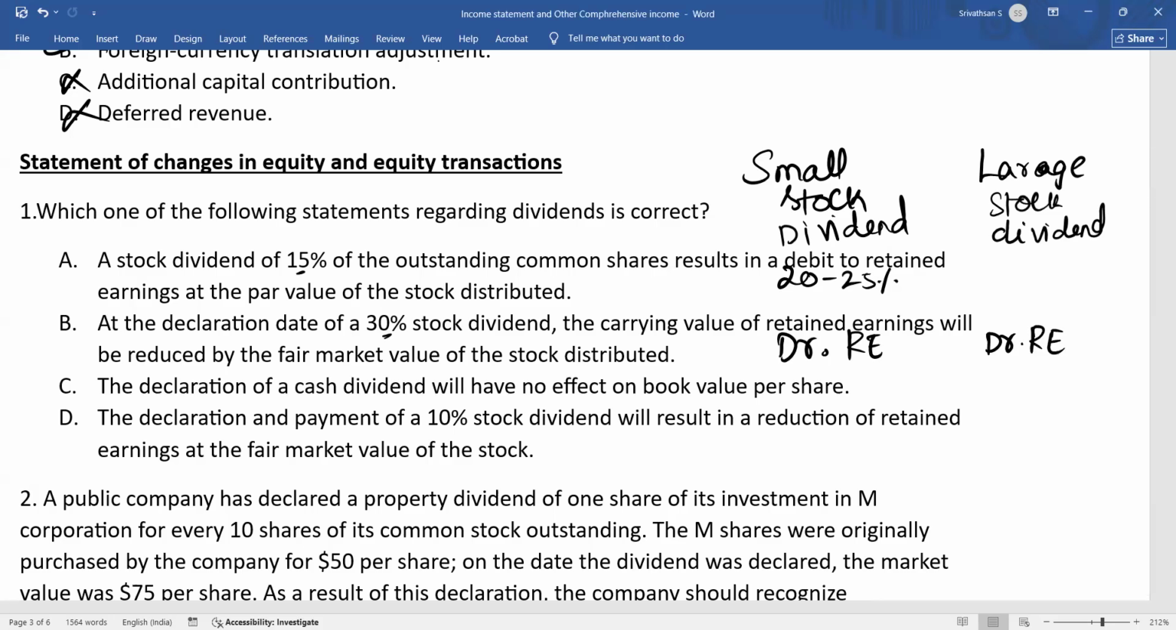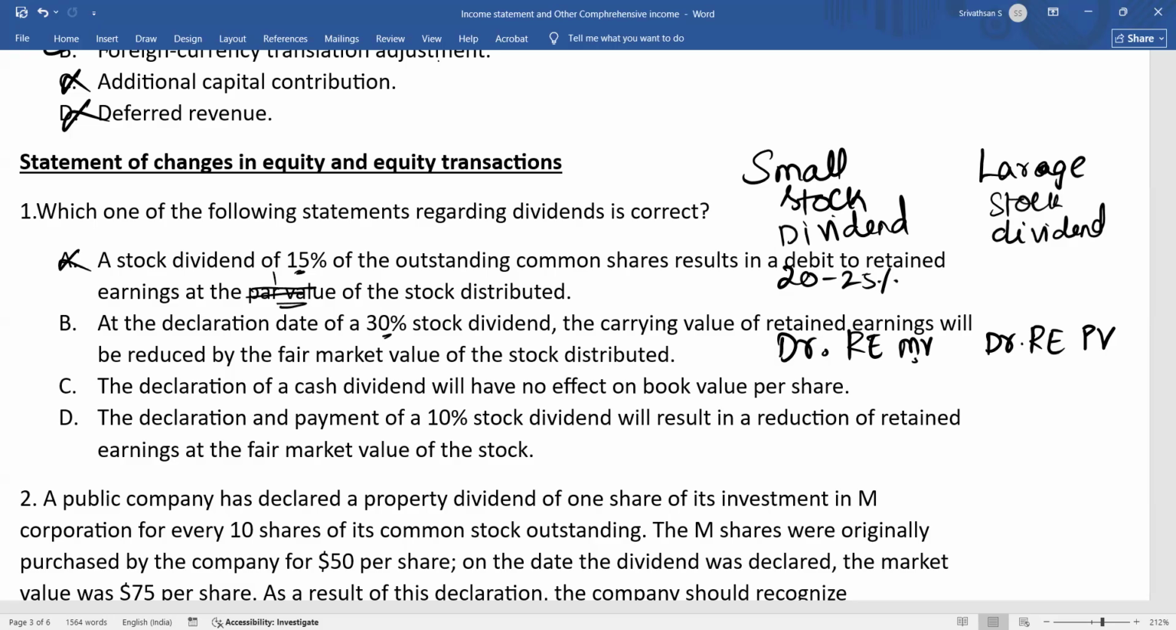But the important point to keep in mind is that in case of a small stock dividend, the retained earnings will be debited with the market value amount. But in case of a large stock dividend, the retained earnings will be debited with the face value or par value amount. So here, 15% is a small stock dividend. In that case, the debit to retained earnings should be at the market value or fair value. It should not be at the par value.